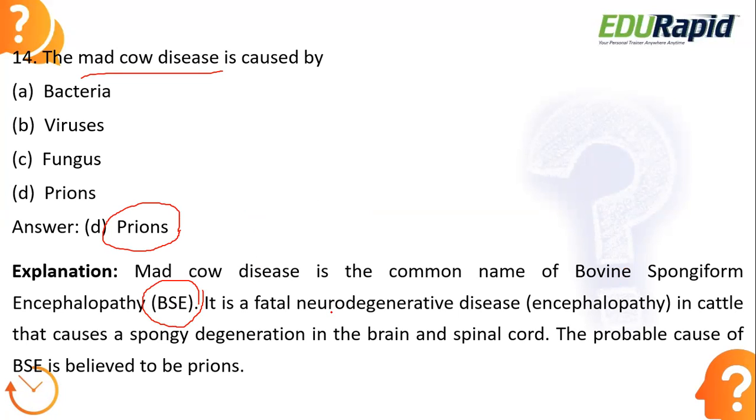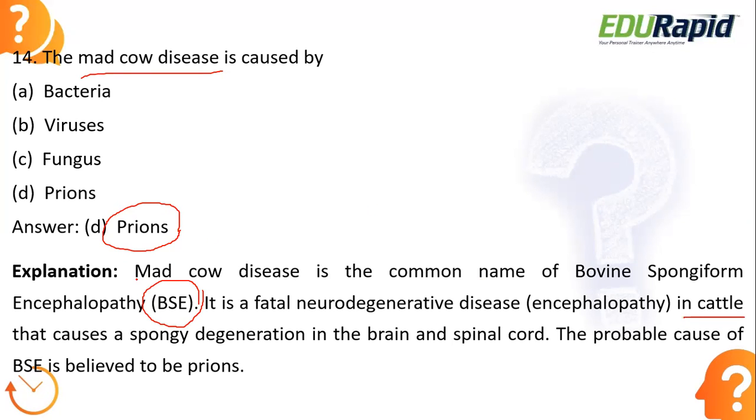Fatal means that a person with the disease might die. And here it is completely neurodegenerative, that is, the neurological system that we have. The nervous system will start slowly degenerating, which we basically term encephalopathy. That can be found majorly in cattle, and it usually causes a spongy degeneration, specifically in the brain and the spinal cord.